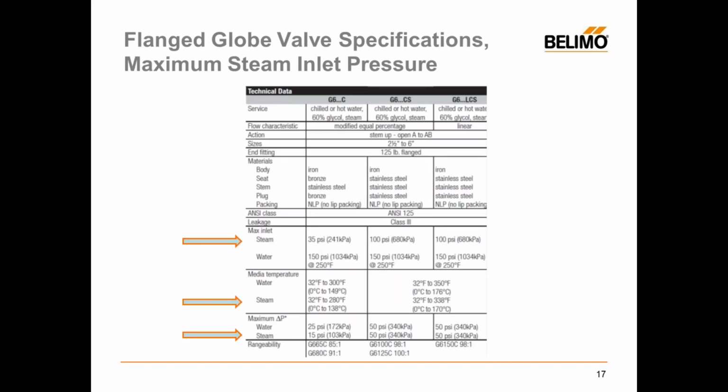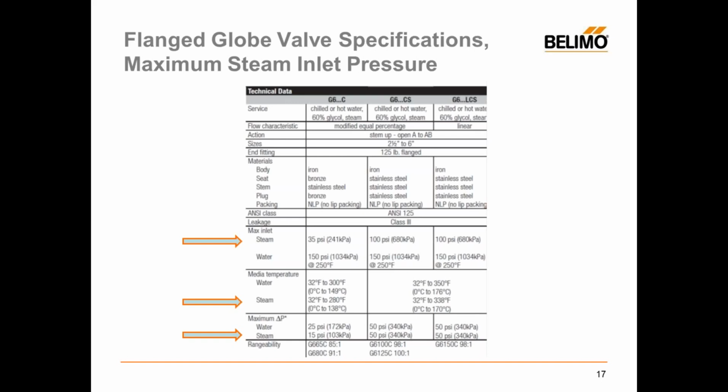So the spec sheet on the G6, the G6CS and LCS, and I put the arrows there because we're not going to worry about anything but steam. And it says the G6C is good for maximum inlet of 35 psi, where the CS, the stainless steel, is 100 and the linear stainless is 100. And then it gives you the temperatures. Now, temperature and steam are totally relative. One thing that always makes it easy for me, and I guess anybody who worked in steam a lot, 15 psi is 250 degrees, so it makes it pretty easy.